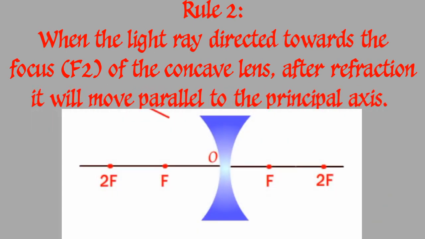And the second condition, what happens if a light ray is directed towards the principal focus of a concave lens? This one becomes a little confusing. In case of a concave lens, we have to consider the light ray which is directed towards the principal focus on the other side, not on the front side of the lens. That is F2. Towards F2 we have to consider. So what happens if a light ray is directed towards the principal focus of a concave lens? After refraction, it will move parallel to the principal axis.